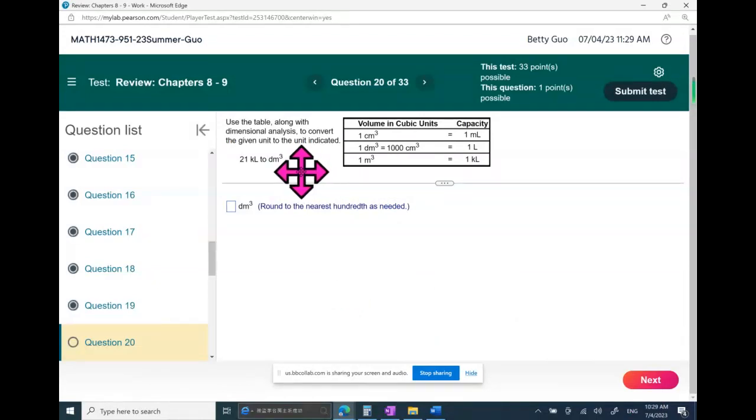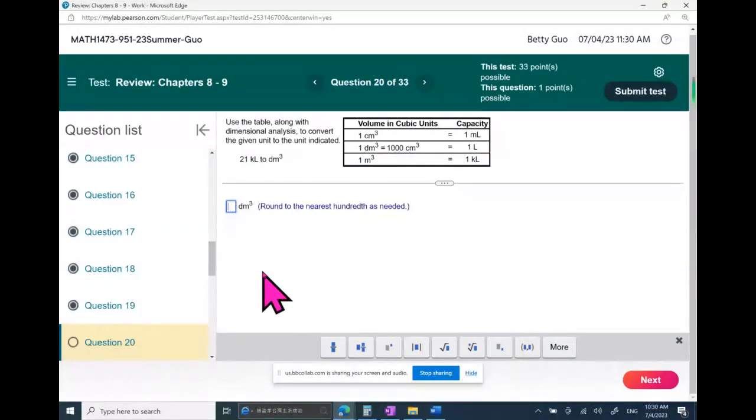Next. Kiloliter to cubic decimeter. Let's see. I'm going to use the second row. 1 cubic decimeter is 1 liter. You see that? Very convenient, right? And how many liters in 21 kL? The kilo is just 1,000, right? So 21 kiloliter is 21,000 liters. And 21,000 liters is the same as 21,000 cubic decimeters based on the second row. Let me double check. 21,000 liter, and liter is the same as cubic decimeter. Okay.